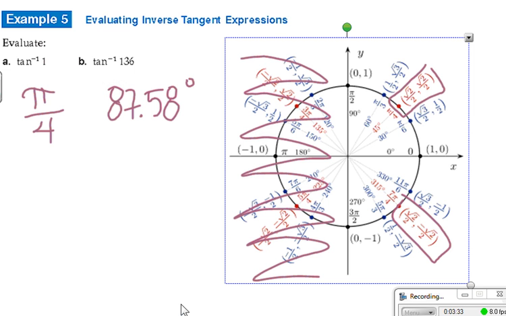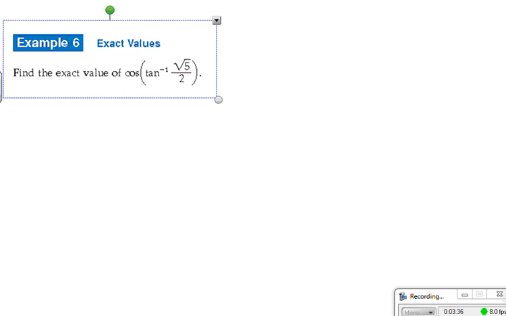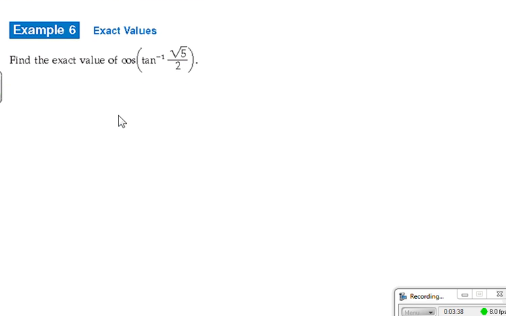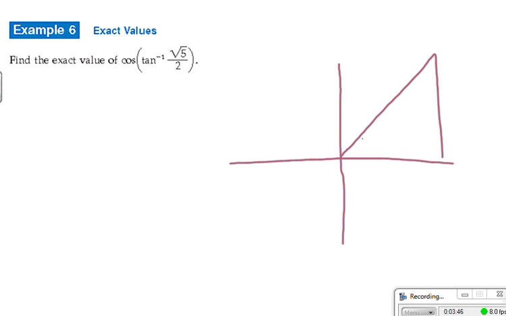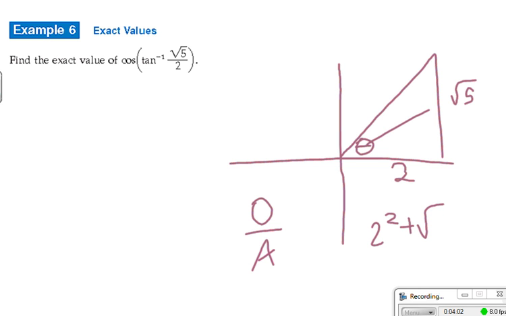Now let's look at some more fun things. Exact values. Find the exact value of cosine of the inverse tangent of root 5 over 2. Here's where we're going to draw our beautiful, beautiful triangle. We know we're not in quadrants 2 and 3, and we are positive, and tangent means opposite over adjacent. So opposite, I am root 5. Adjacent, I am 2. So let's go ahead and find our hypotenuse, which means we've got 2 squared plus root 5 squared. That's going to be 4 plus 5 is 9, and root it. So that means my hypotenuse is going to be 3.